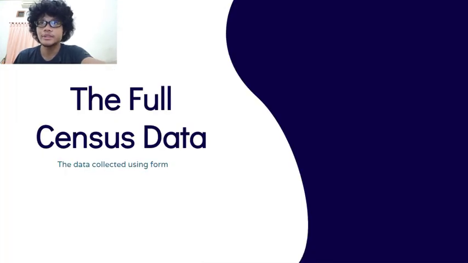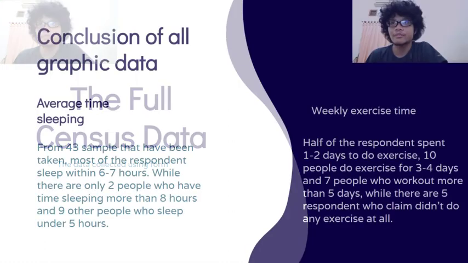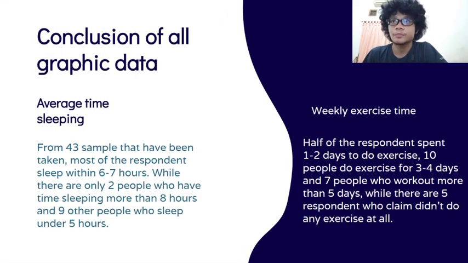And this is the full census data. So the conclusion of all graphic data from the average time sleeping is from 43 samples that have been taken. Most of the respondents sleep within 6 until 7 hours, while there are only 2 people who have time sleeping more than 8 hours and 9 other people who sleep under 5 hours.